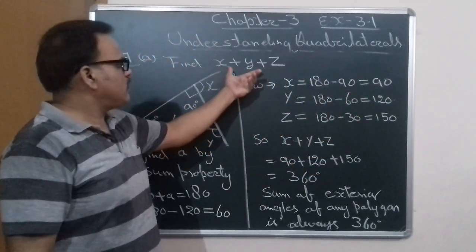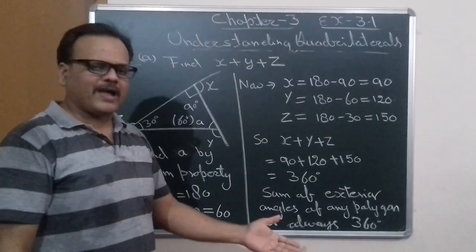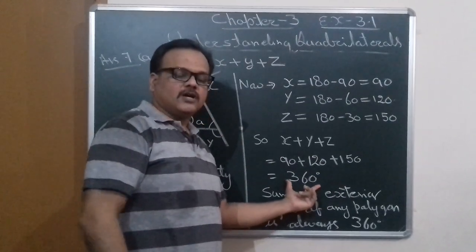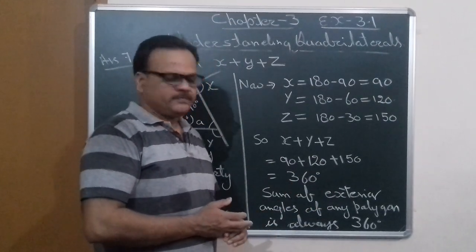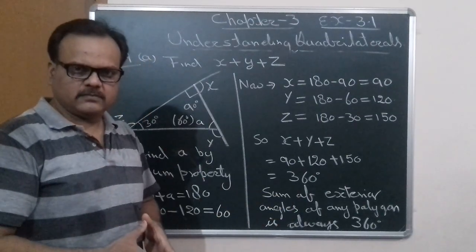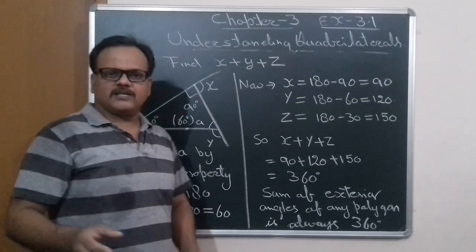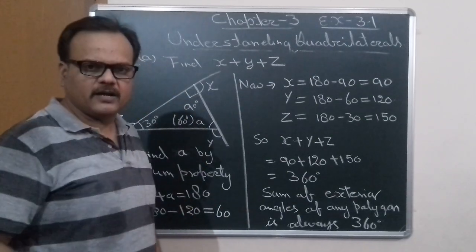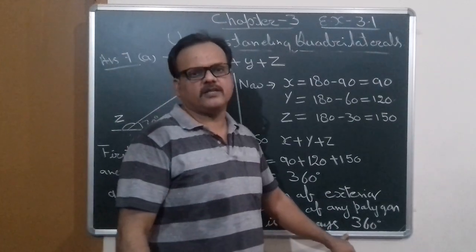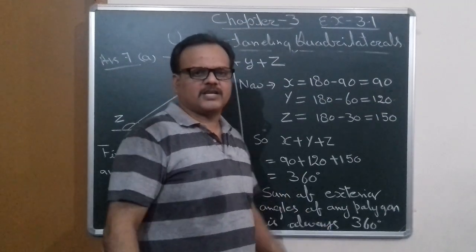Now the question is, you have to find the value of x plus y plus z. So simple, you just have to add 90 plus 120 plus 150, it's 360 degrees. Now here remember one thing, students. The sum of exterior angles of any polygon, it doesn't matter whether it is a triangle, quadrilateral, pentagon, octagon or decagon, the sum of all the exterior angles is always 360 degrees. Clear? Remember this, it will help you in further exercises.